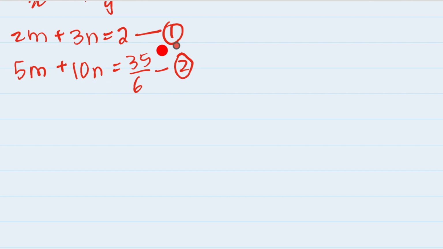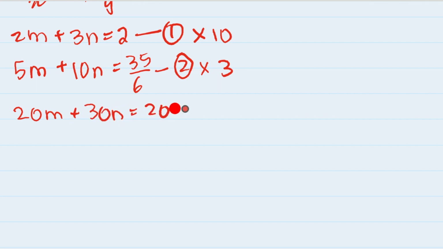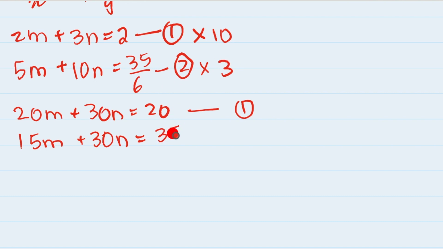So let us eliminate n. I will multiply this equation by 10 and this equation by 3, so that we will have 30n and 30n. Alright, let us continue. So this becomes 20m plus 30n equal to 20. That's our equation 1. And here it becomes 15m plus 30n equal to, this multiplied by 3, so it will be 35 upon 2, which we can write as 17.5. This is our equation 2.